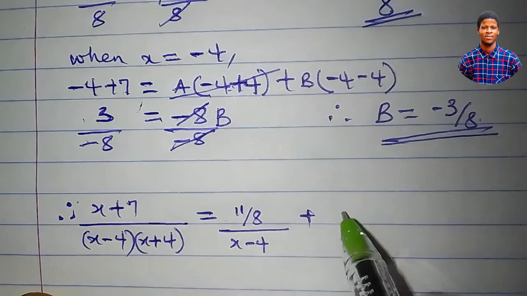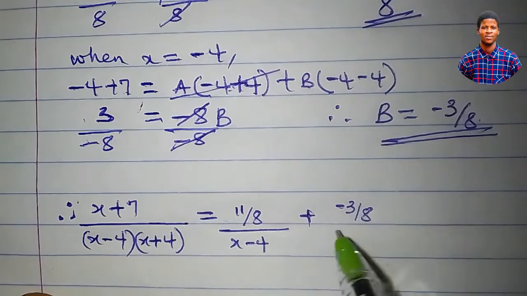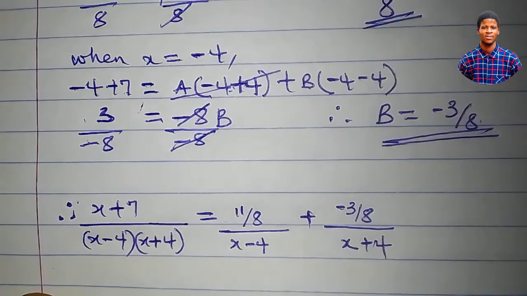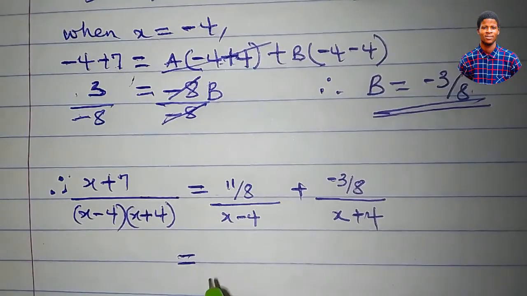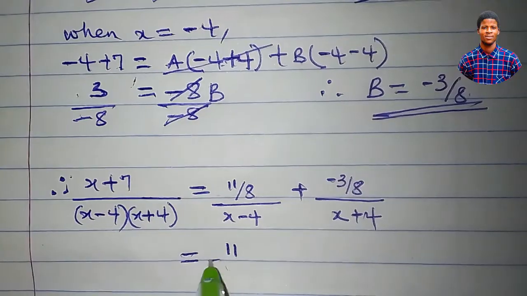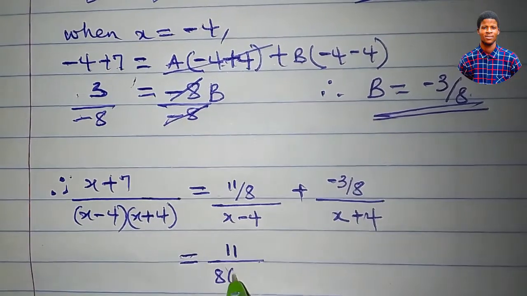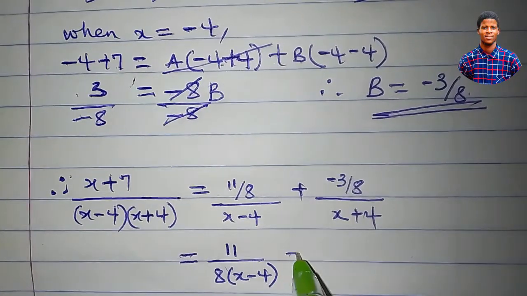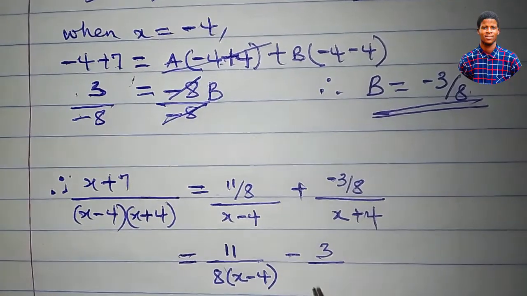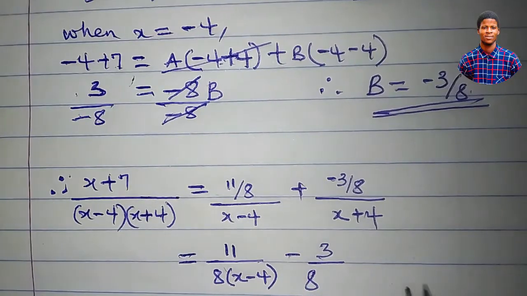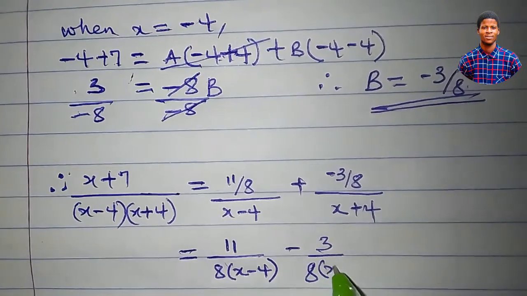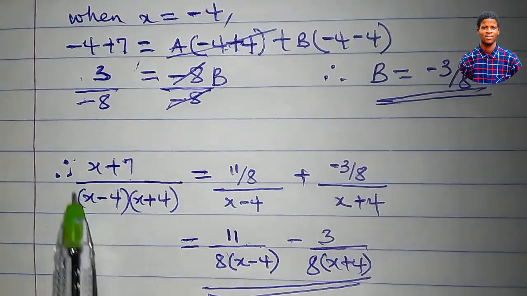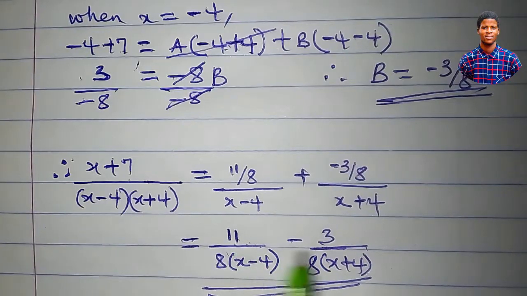Minus 3 over 8. So we have minus 3 all over 8 all over x plus 4. This fraction actually is equal to 11 all over 8 times x minus 4. Plus times minus is minus. Minus 3 all over 8. The 8 will come down to multiply x plus 4. So we've actually resolved this fraction into its component partial fractions. Alright?